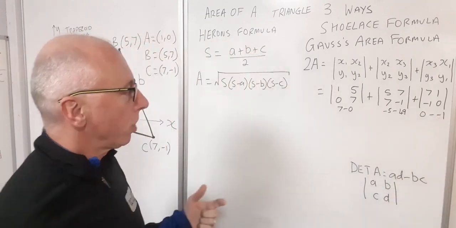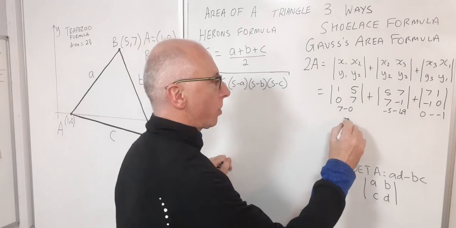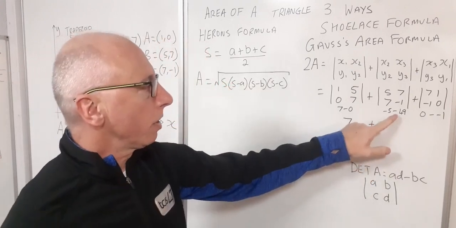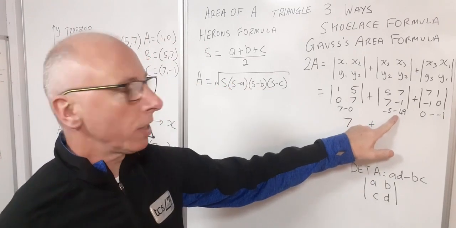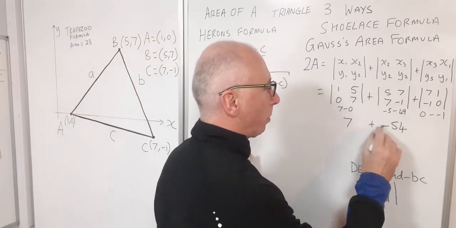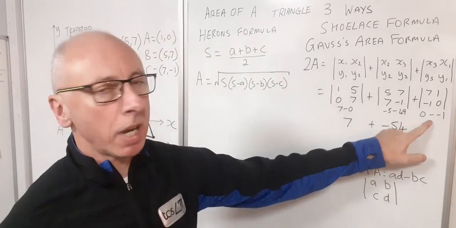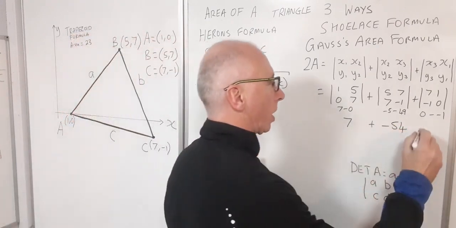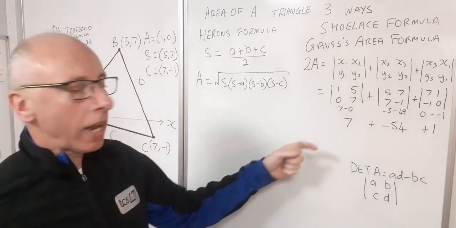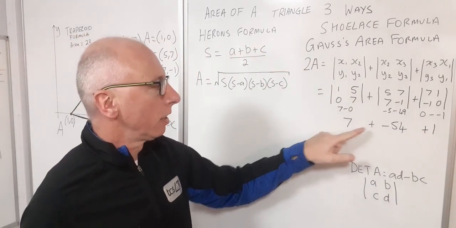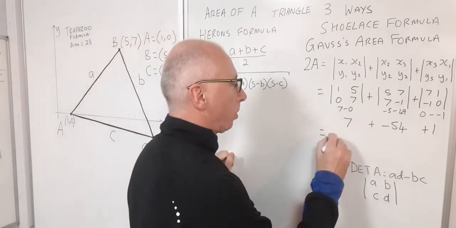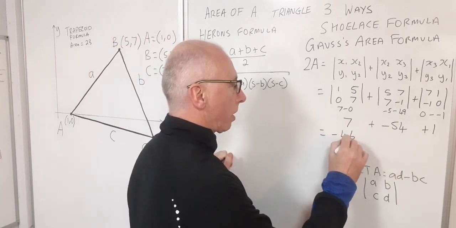Okay, let's just go through these. So now we've got 7 plus minus 5 minus 49 is minus 54. So this could just be a minus. And 0 minus minus 1, so that then becomes plus 1. So now we've got 8. So 7 and 1 is 8. Subtract 54. So that equals minus 46.